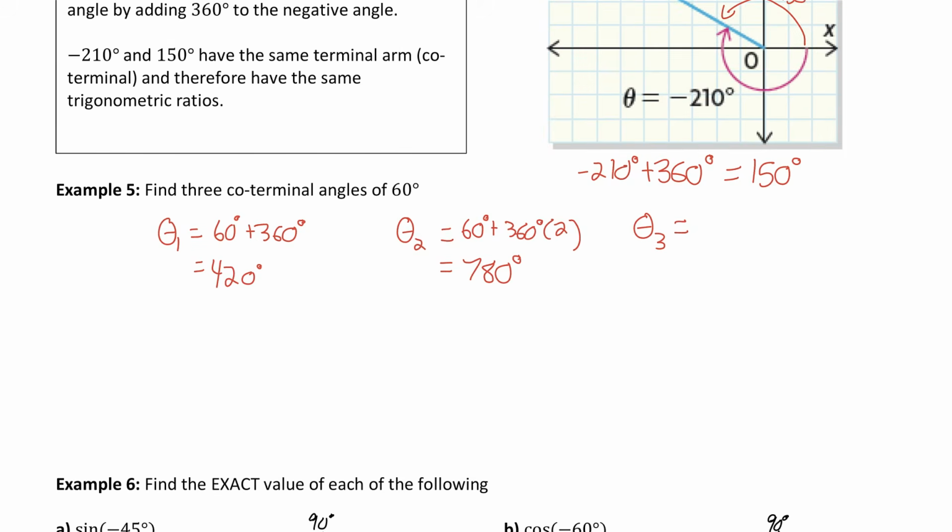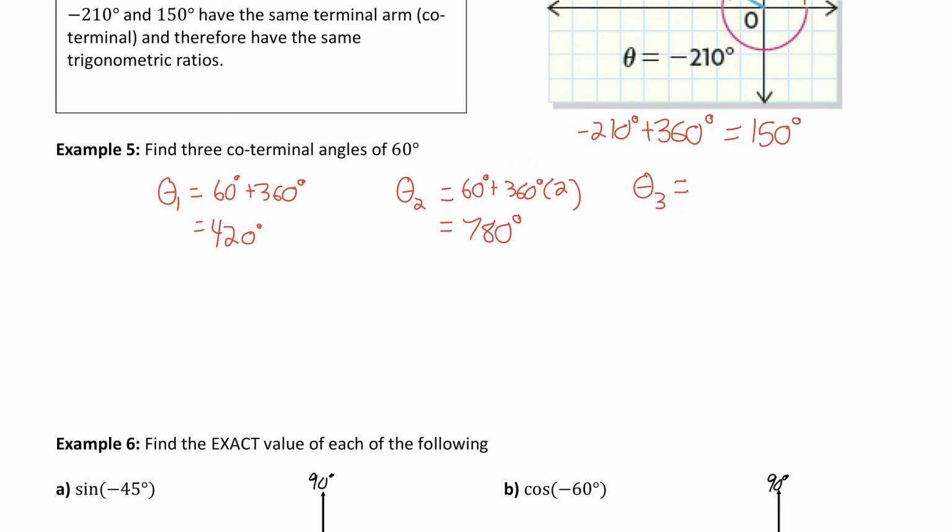And to find angle 3, how about we mix it up? How about we take our initial angle, 60 degrees, and subtract 360? That'll give me a negative coterminal angle. It'll give me negative 300 degrees. So all of these angles, negative 300, 780, 420, and 60, they're all coterminal. They would all have the exact same terminal arm.